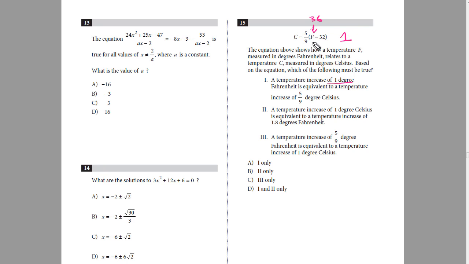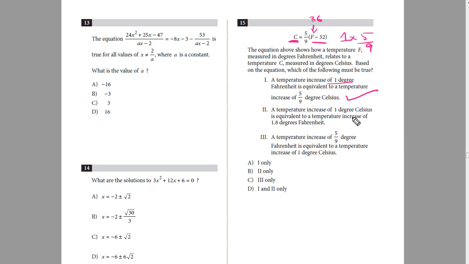The total change over here is equal to 1. Now 1 times 5/9 will be equal to the change in degrees Celsius. So if the temperature in Fahrenheit changes by 1 degree, then the change in degrees Celsius will be equal to 5/9. So it seems true. Now the second statement.